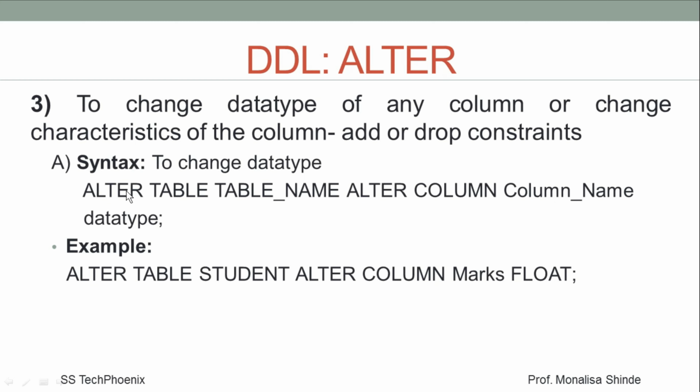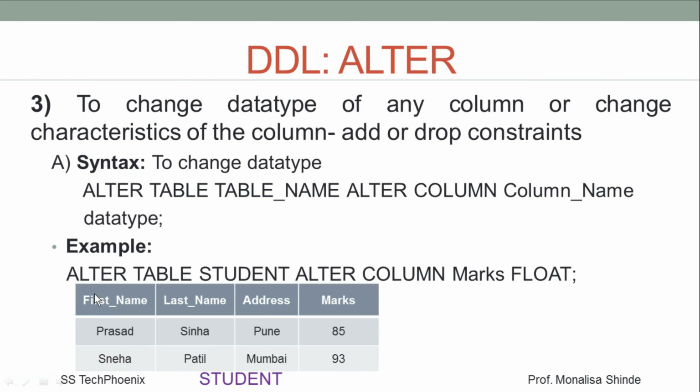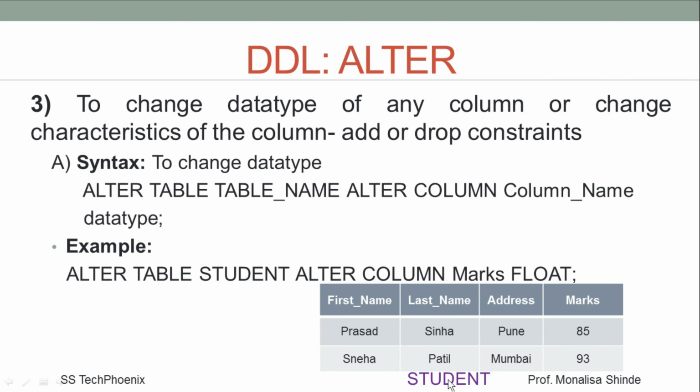This is the syntax to change the data type. Alter table, table name, alter column, column name and data type. We have to specify the table where we want to change it, specify the column name where we want to change the data type, and the data type, here we have to specify the new data type we want to give. For example, see, this is a student table and it has these columns.